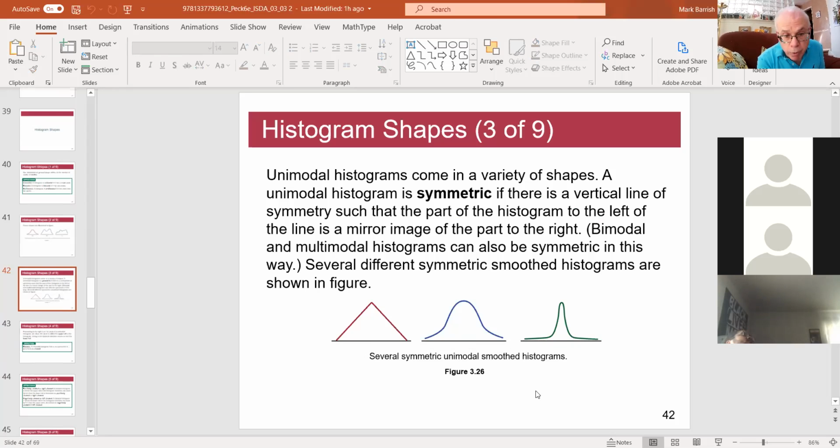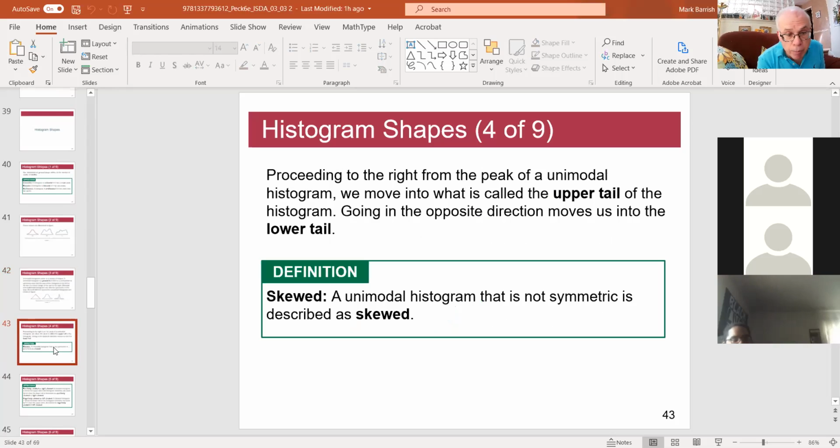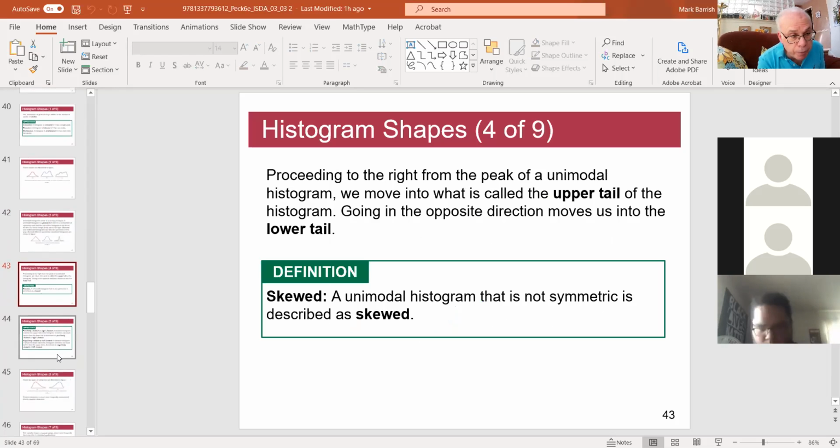The one in the middle is the one that we're going to pay more attention to, and also the one on the right too. Those are the more bell-shaped or normal curves. And then we talk about skewness. So if something is not symmetric, it's skewed. It's skewed either to the left or to the right.